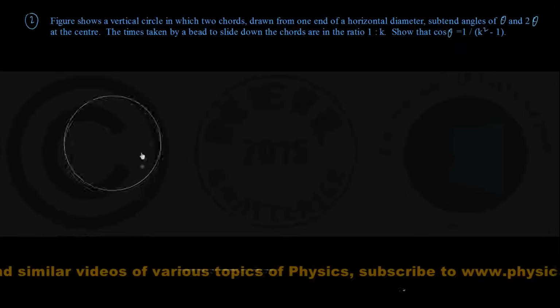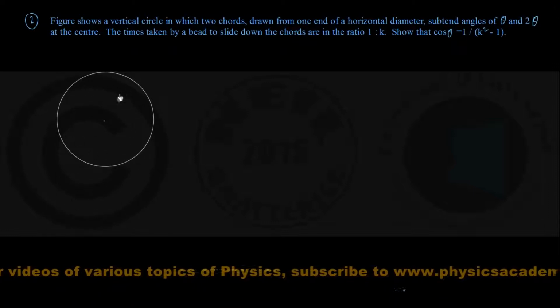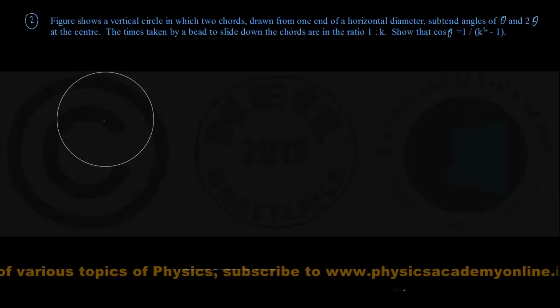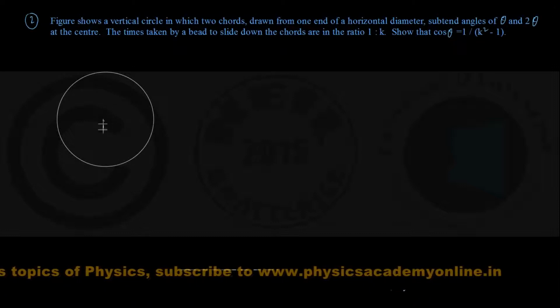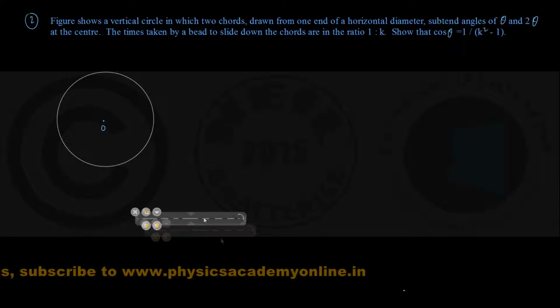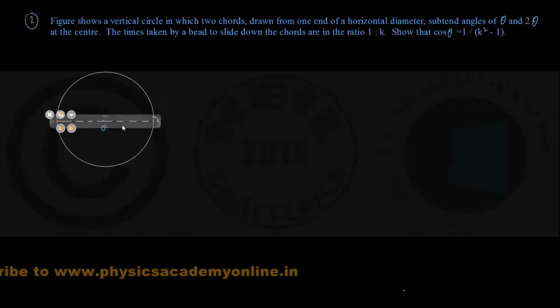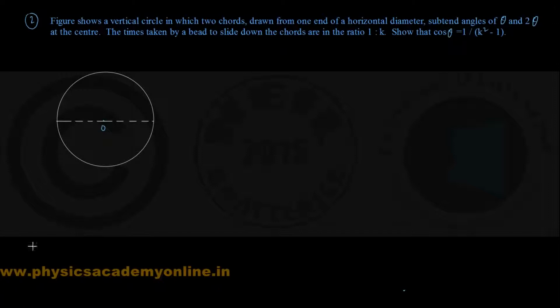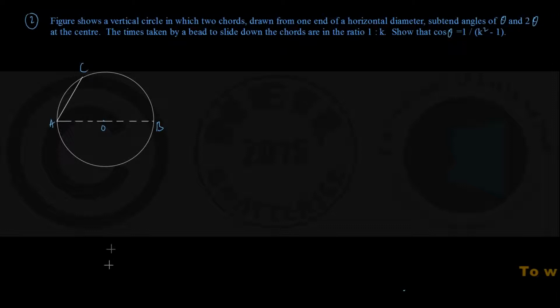This is the figure given with the question. A vertical circle means a circle lying in the vertical plane. Suppose this point is the center of this vertical circle, and I have also shown the horizontal diameter of this circle through this dashed line, and let me call this horizontal diameter AB. Now they are telling of two chords subtending angles of theta and 2 theta at the center. So here is the first chord. Let me name it AC, and another chord is AD.